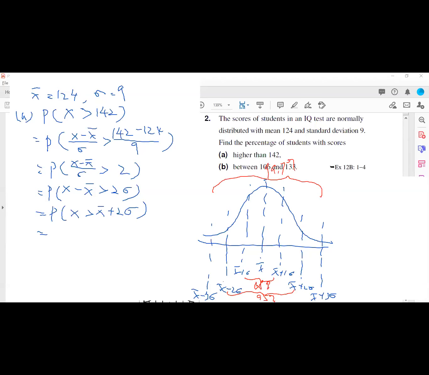It's always the same. And then this time, I am going to find out the x is larger than x bar plus 2 sigma. So where is x bar plus 2 sigma? It's this line. And then I want x to be larger than this line, which means that I need to shade the area which is on the right-hand side of this line. So that should be this part.